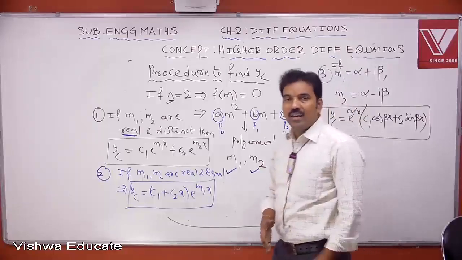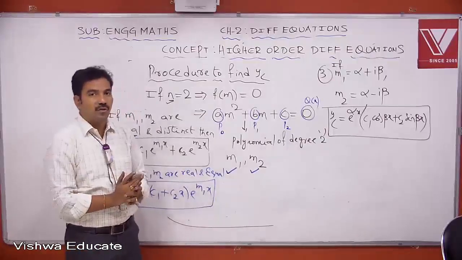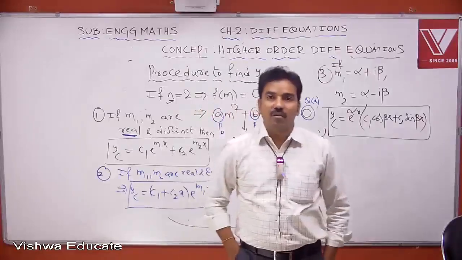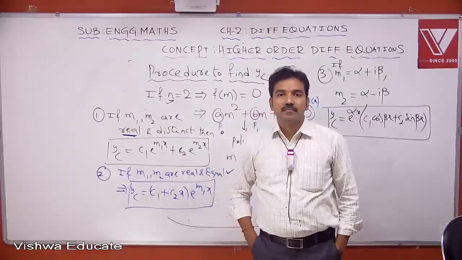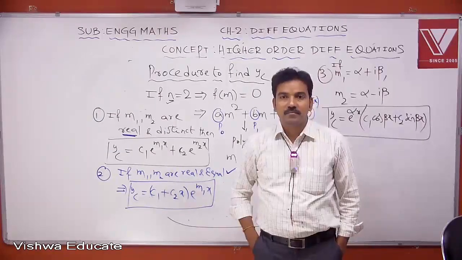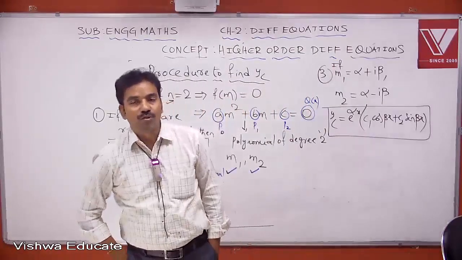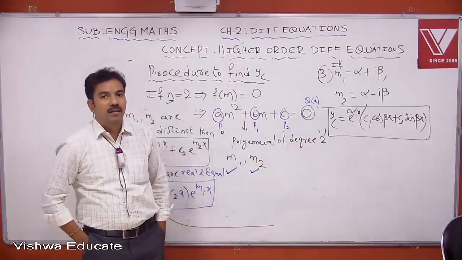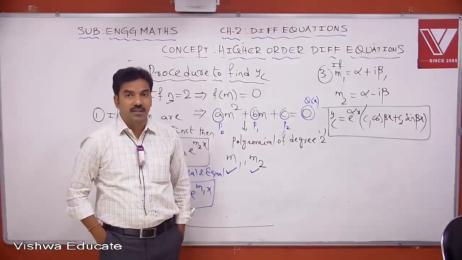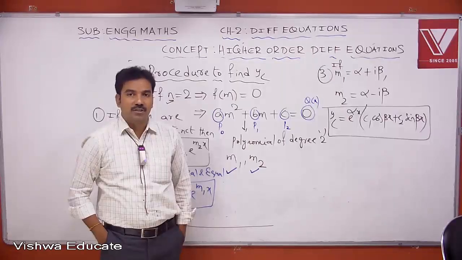I dictate these points. Consider a second order homogeneous linear equation with constant coefficients, having roots m1, m2 for its auxiliary equation.